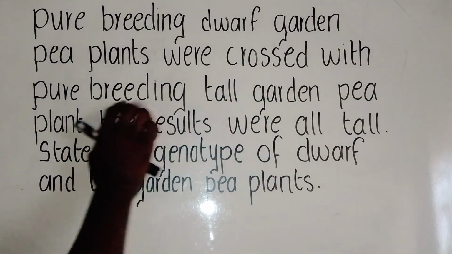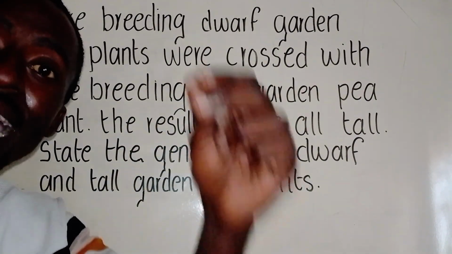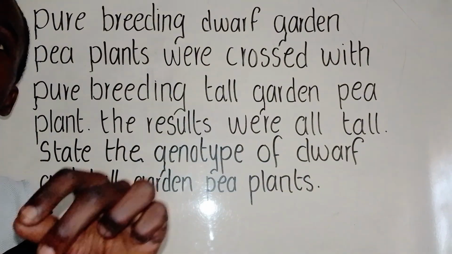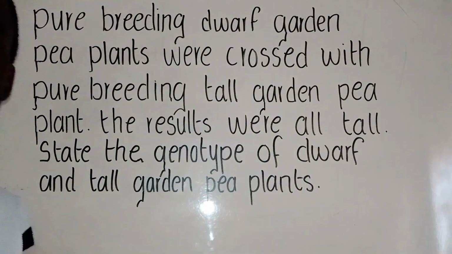Recessive, we use small letters. Now they have said the other one is what? It is tall, meaning we have the same plants, but the other plants are tall, meaning those are the ones which are dominant. They have been expressed the most.